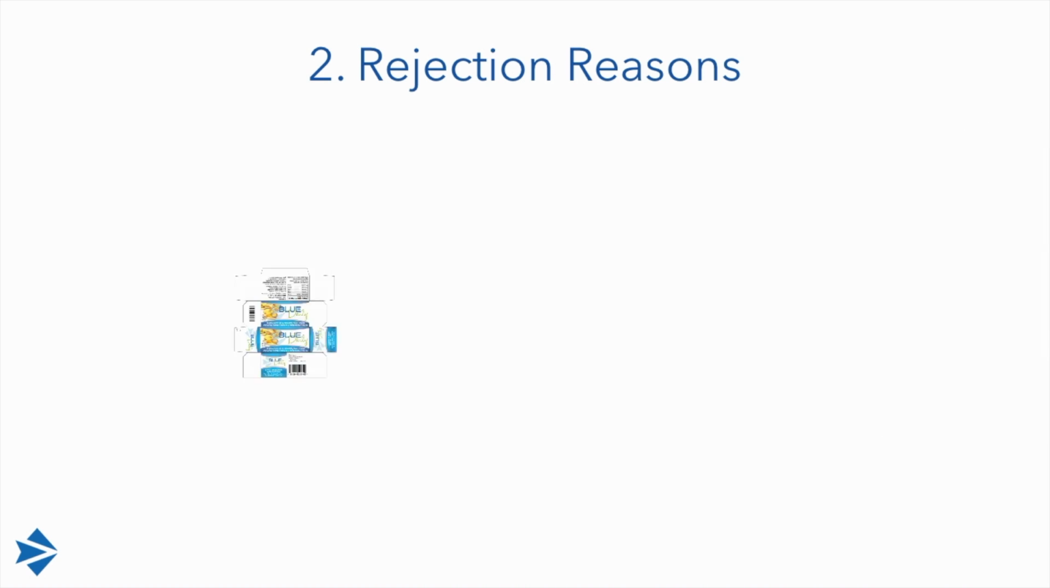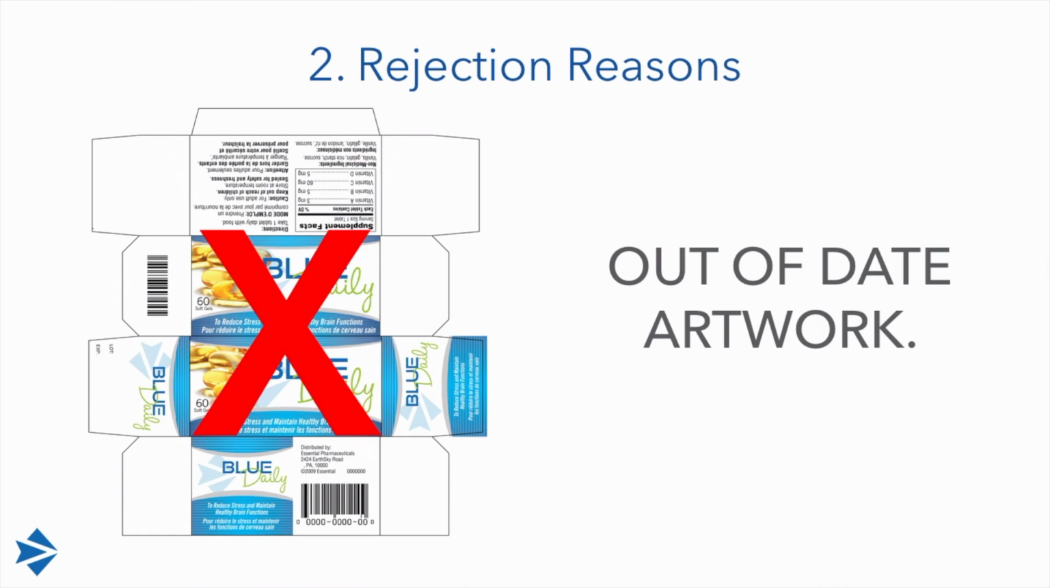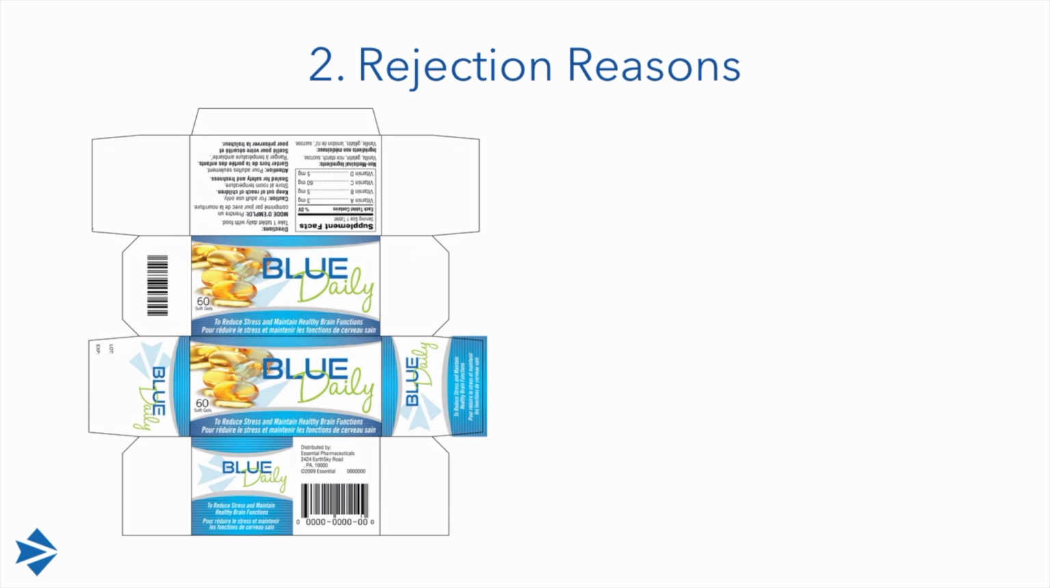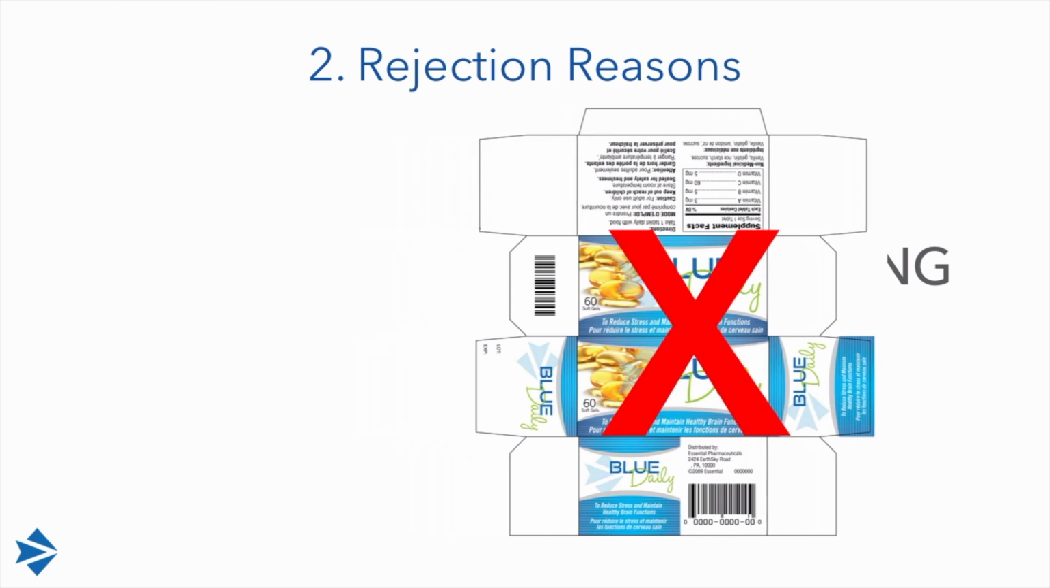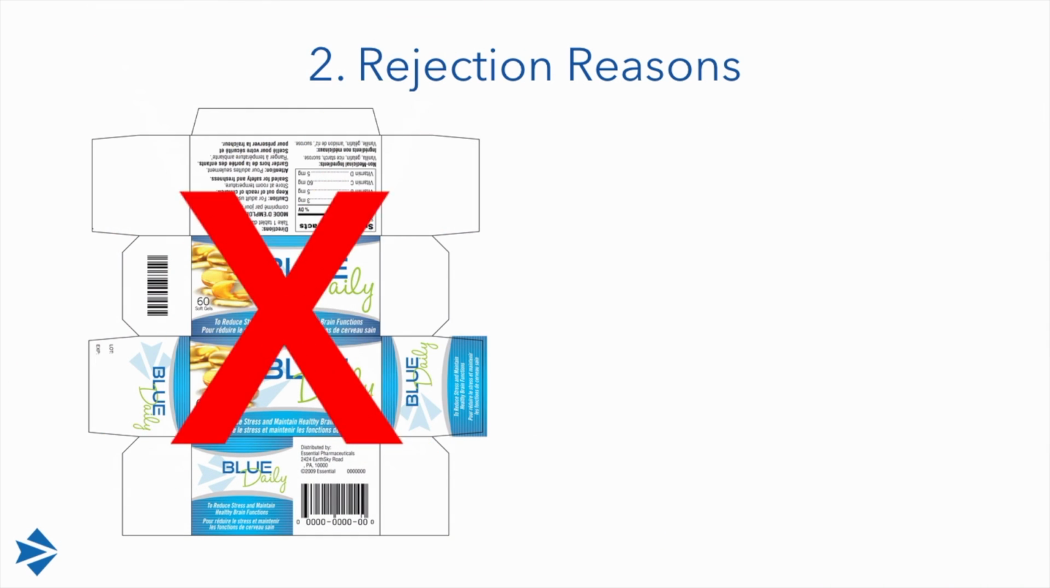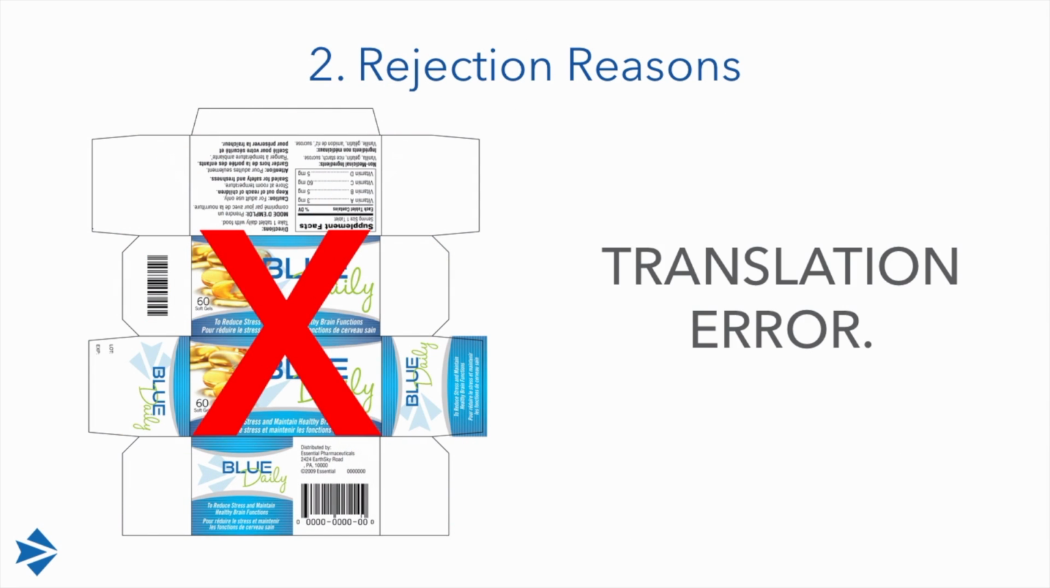So rejection reasons is the next one. So these are all of these things that cause artwork to go back for another cycle. So it could be copy changes, it could be design changes, it could be a claim wrong, it could be color or translation errors. So there's a whole long list of things that could cause artwork to be sent back for a change.